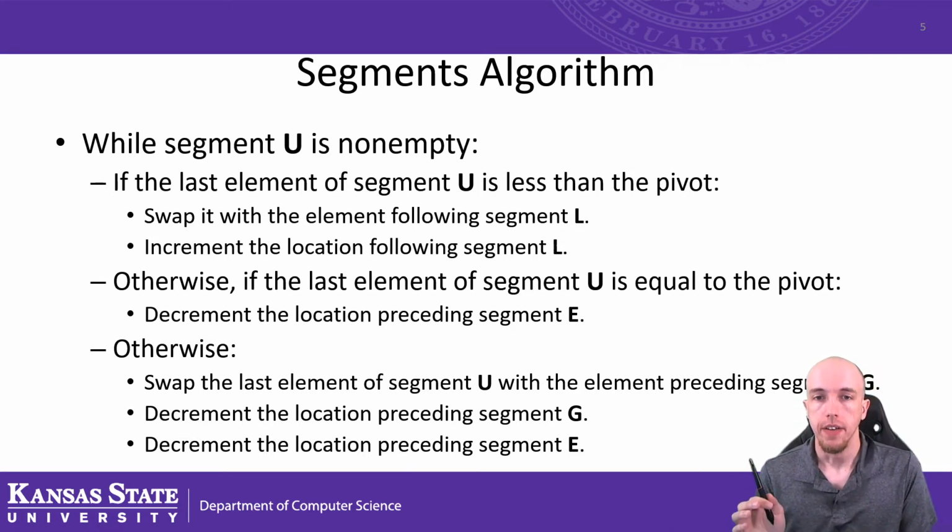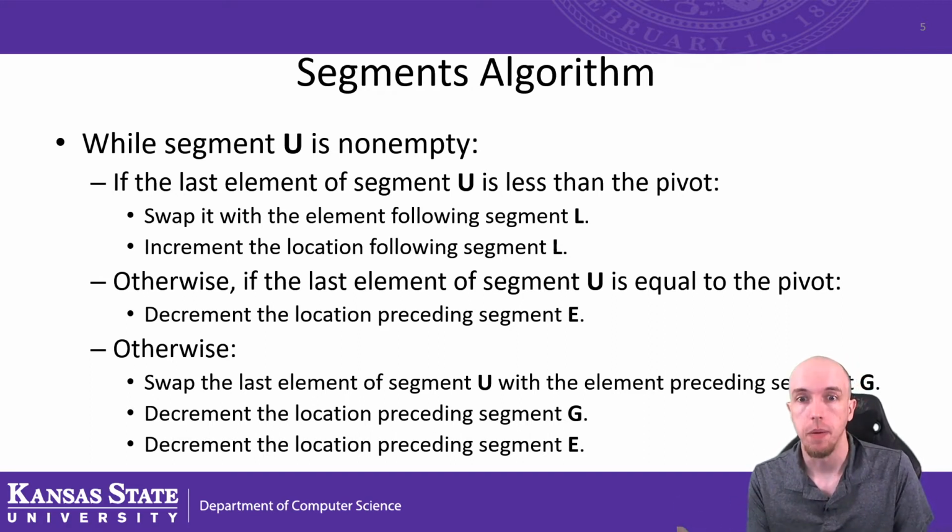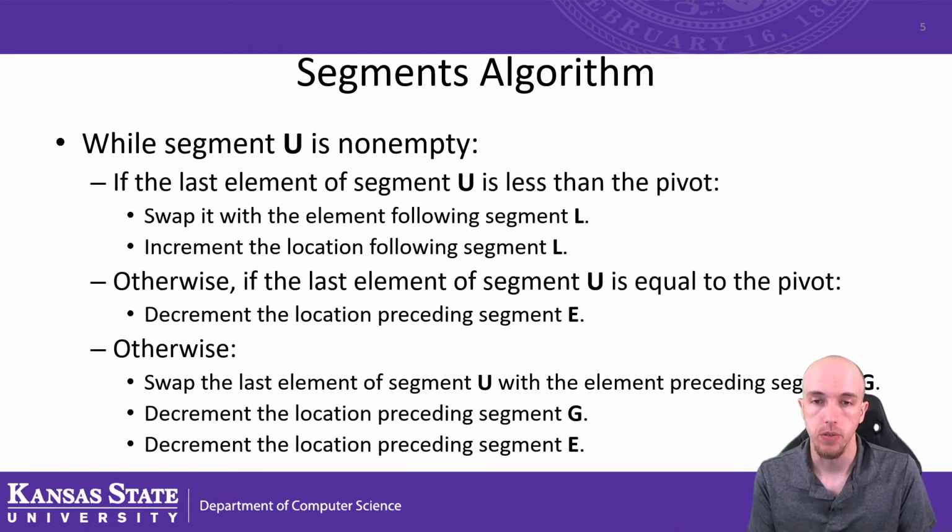If the element that we're looking at is less than the pivot, we're going to swap it with the element following segment L and increase L's index. Remember that index keeps track of the element immediately following the segment L. So we essentially grow that segment by 1 when we swap something into right after it.